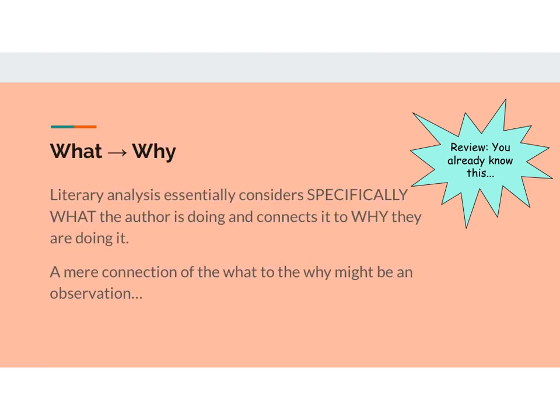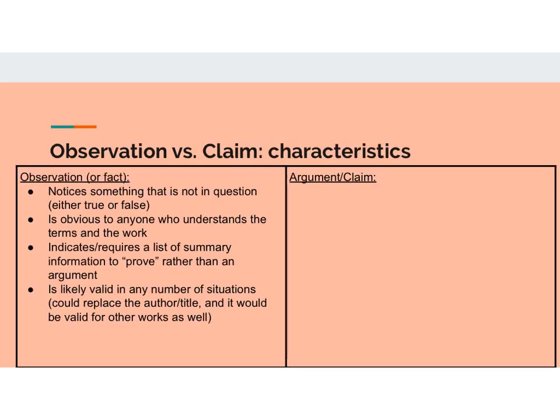Another way that you have been taught to do it is a what and a why: thinking about what specifically the author has done, and then why, connecting it to their purpose. The why then becomes something outside in the real world. Now, if all you do is say what they do and why you think they do it, it could end up looking like an observation. So you have to make sure that it's an argument.